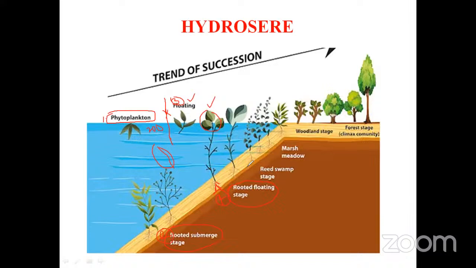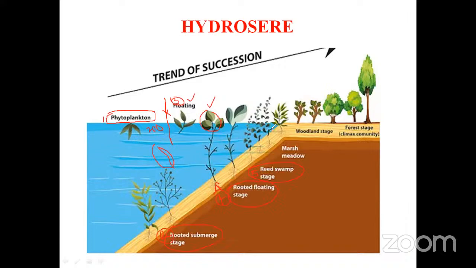And next one, the reed swamp stage. Less water, more soil. This stage is initiated in extremely shallow water. The area is invaded by amphibious plants such as Scirpus. That means an almost amphibious area, two regions. It can grow inside the water and also on land. Scirpus and Typha are the best examples.